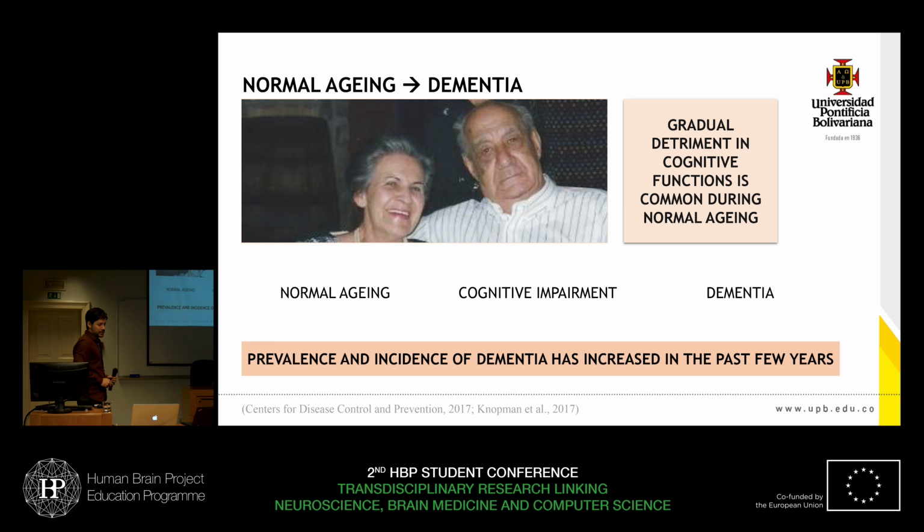So, what do we do? Let me explain the problem. In normal aging, there's a gradual detriment in the cognitive functions, usually in learning and memory. But sometimes normal aging can derive into some cognitive impairment, which involves the loss of attention, memory, language, or executive functions. This can also then transition to a state called dementia.